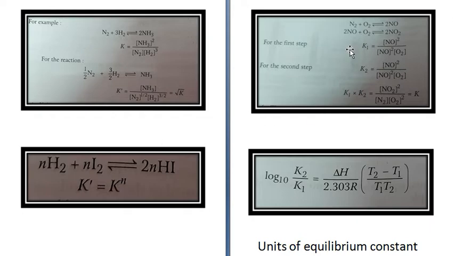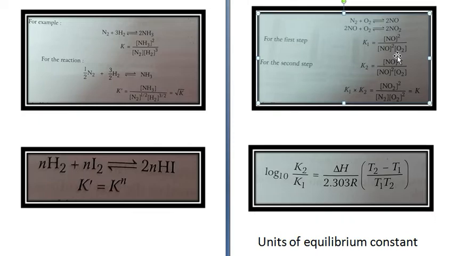For example, you have written N2 plus O2 gives you 2NO, and 2NO plus O2 gives you 2NO2. Now in this case, for the first step, equilibrium constant K1 is equal to NO square divided by N2 into O2. It should be N2, not NO square, this is a mistake here. And for the second step, K2 is equal to NO2 square divided by NO square into O2. Okay, so K1 into K2 will become K.